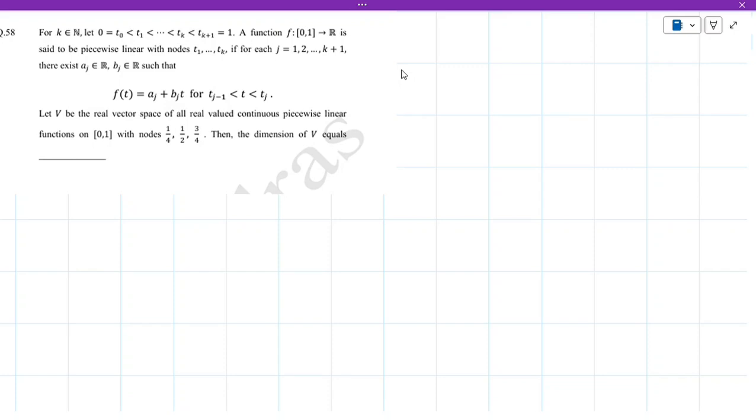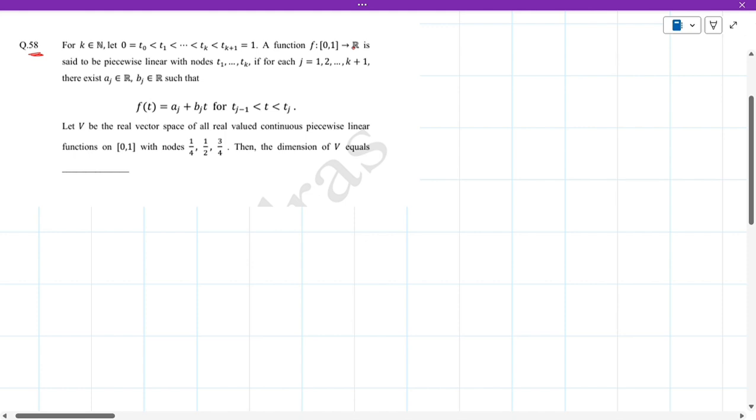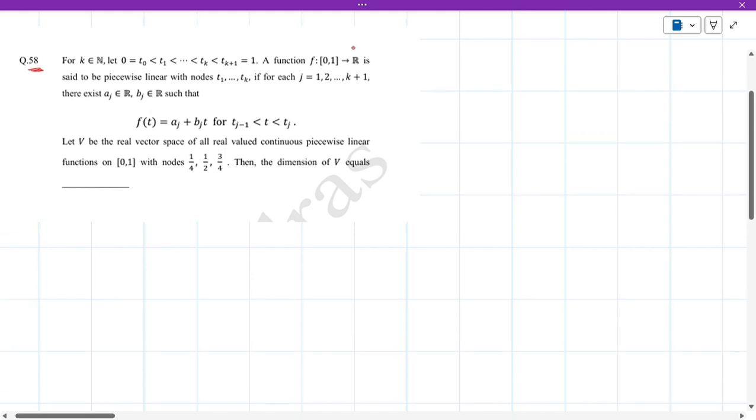Hello everyone. Today we are here to discuss JAM 2024 question number 58, right? Let's read the question properly first. Here k belongs to the natural numbers. Okay, we have 0 equal to t0, t1, and so on, with the recursive relation given over here, right?